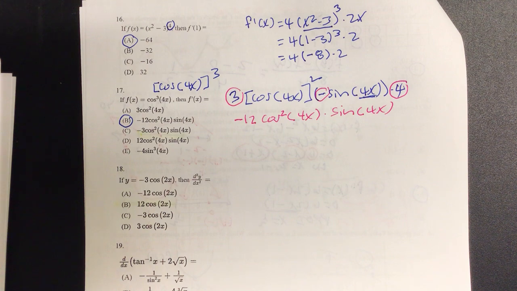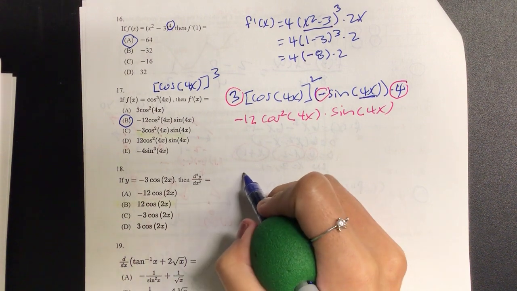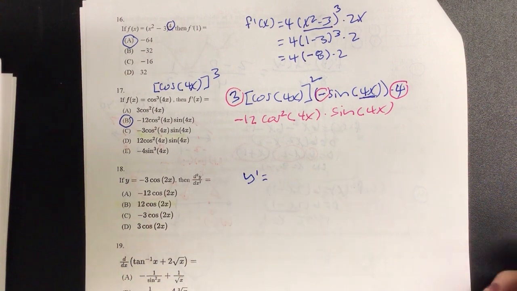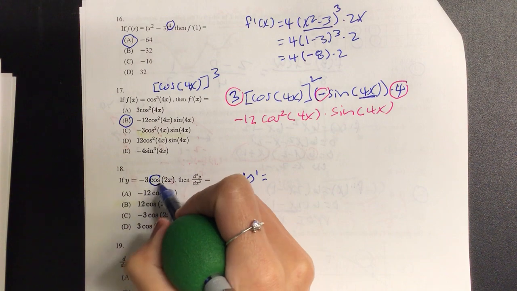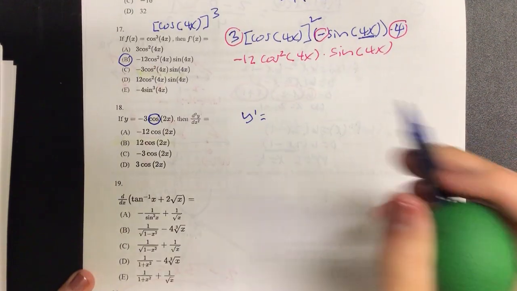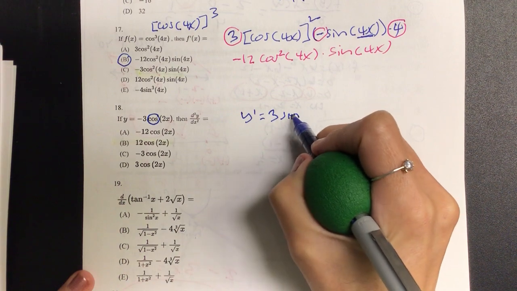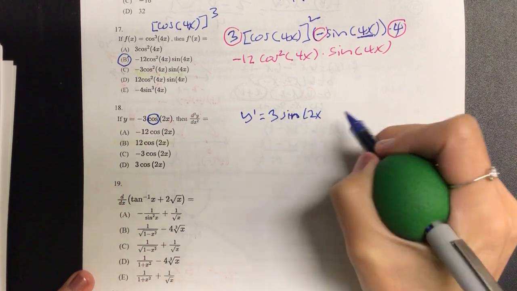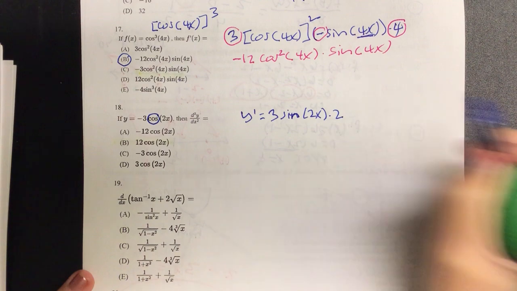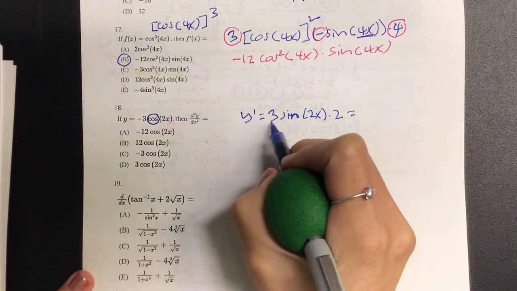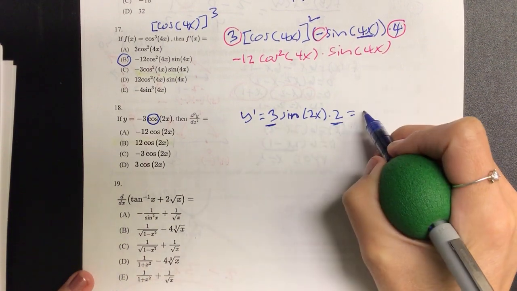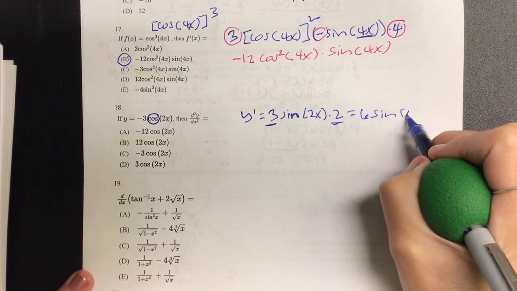For number 18, how many times are we deriving? Twice. Let's find the first derivative. What is the derivative of cosine? So I'm just going to say positive 3 sine of 2x. And then derive that 2x, which is 2. Let's simplify this. Our coefficients together give 6 sine of 2x.